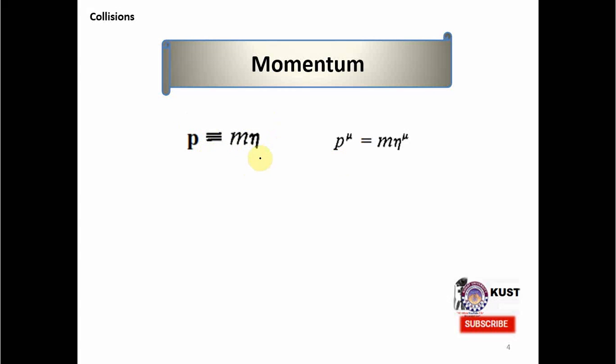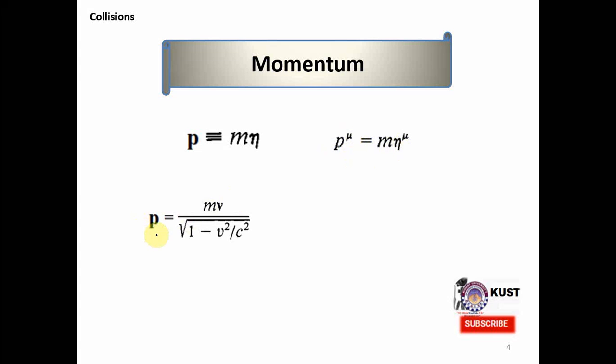And the same equation can be written in the 4 vector notation. In 4 vector notation we have p mu equals m eta mu, and now it is interesting to know what will be the time component of this momentum, and you will see in a moment that we can turn this time component of the momentum into energy. And how do we do this? So let's do a simple calculation.